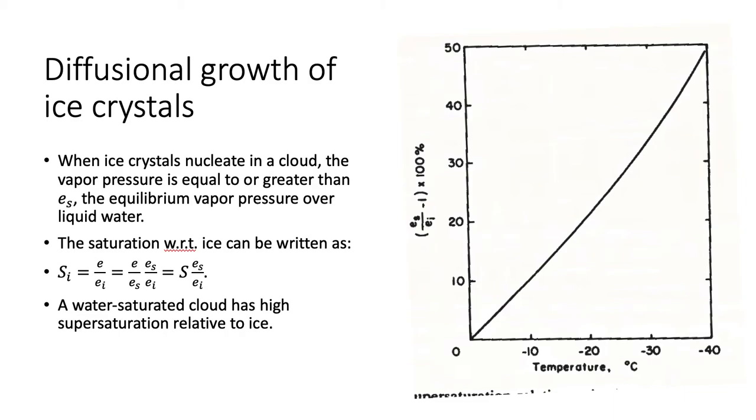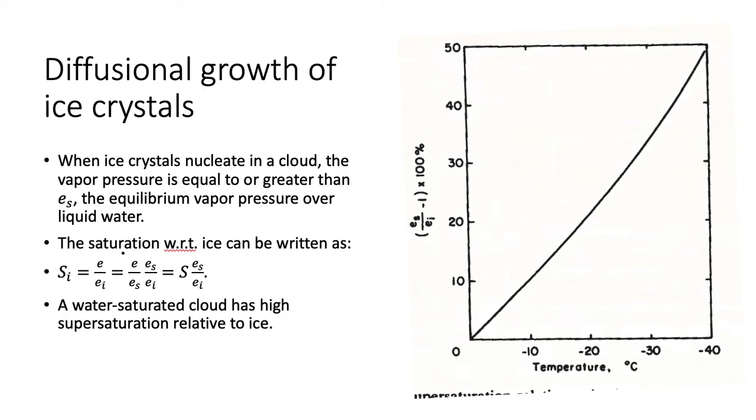Remember that we talked about saturation in clouds with respect to liquid water, and we talked about the diffusive growth of liquid water particles once saturation with respect to water is achieved. Okay, and we call the saturation ratio E over ES, vapor pressure over saturation with respect to water. We call it S. The saturation with respect to ice is defined in a very similar way. And this is vapor pressure over the saturation vapor pressure with respect to ice.